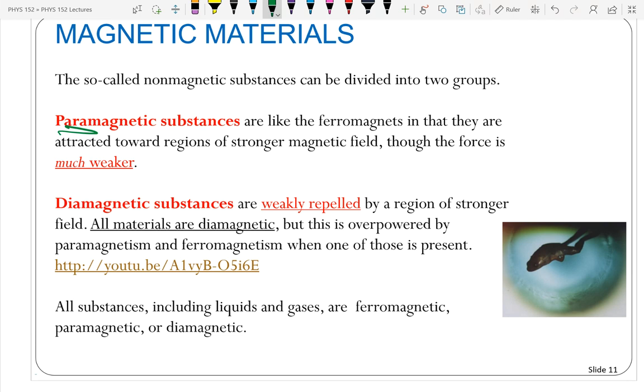And then there's the bizarre one, diamagnetic. And diametrically opposed, that's what diamagnetism is. Diamagnetism is repulsion. So magnetic fields repel instead of attract. And every material has this diamagnetism. But if it's paramagnetic, even that weak paramagnetism is stronger than the diamagnetism. And if it's ferromagnetic, well, that's way stronger.